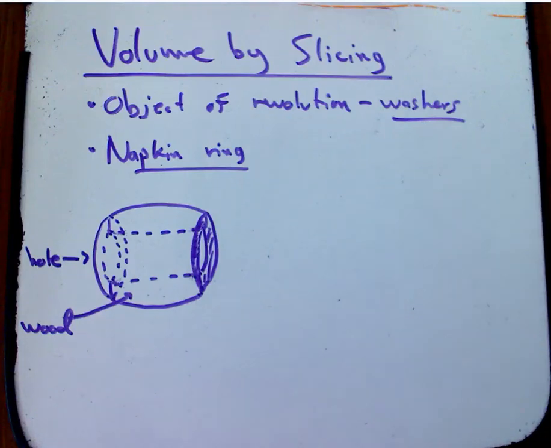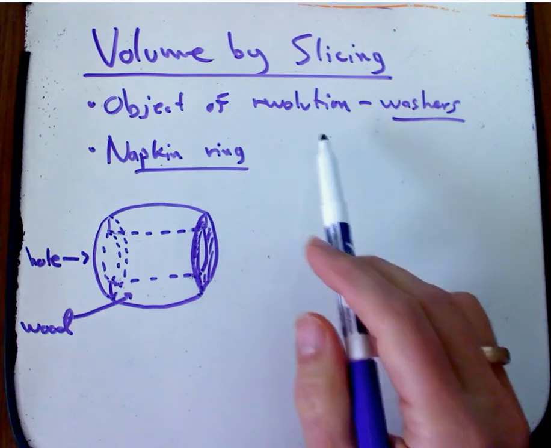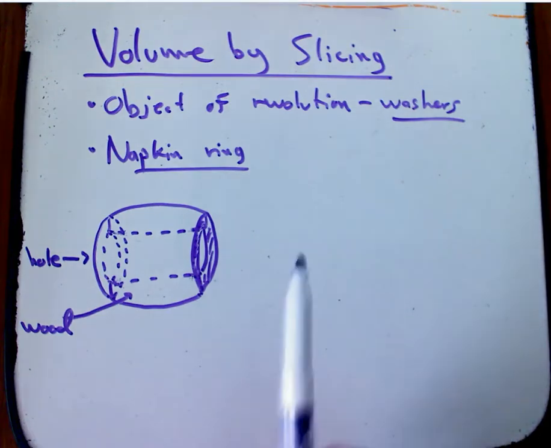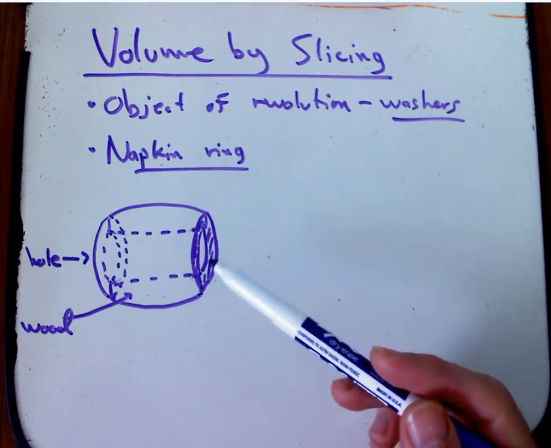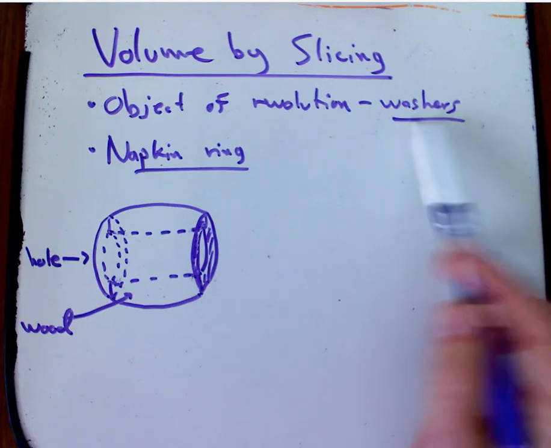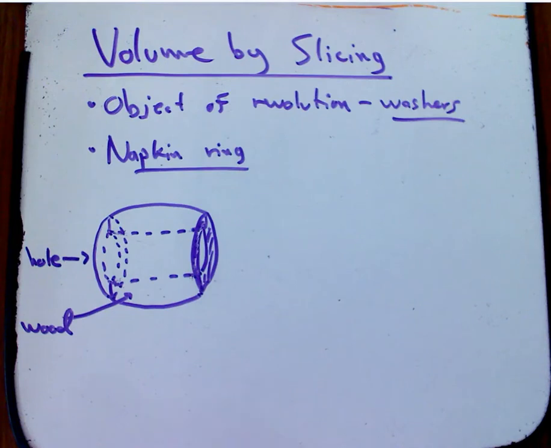Here's one more example of volumes by slicing. And here we're going to get to one of the standard things that appears in all the books, an object of revolution. What we're going to find is a case where we have an object that has a hole in the middle, and when we slice it, we're not going to get a disc, but what you would call a washer, like the thing you put in plumbing.